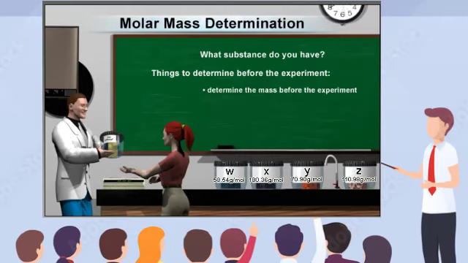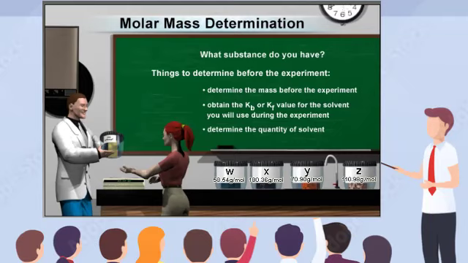First, weigh the solute to determine the mass of unknown solute to be used in the experiment. Next, make sure the solvent chosen for the experiment has known Kb or Kf values that you can easily obtain. In addition, measure the quantity of solvent to be used in the experiment. Since the colligative property equations use molality as the concentration unit, it is easiest to measure the solvent in terms of molality, moles of solute per kilograms of solvent.